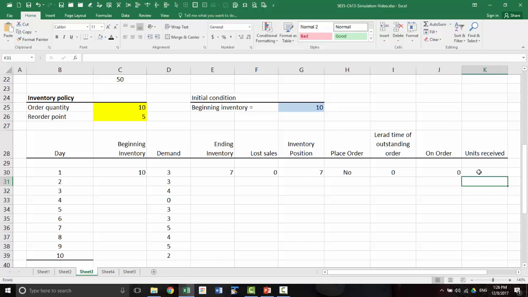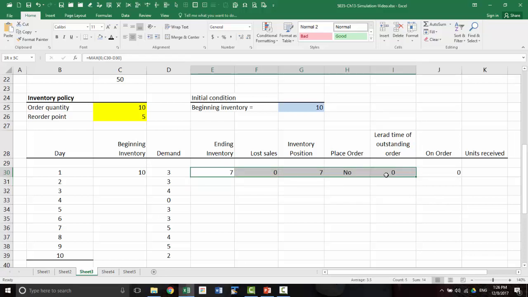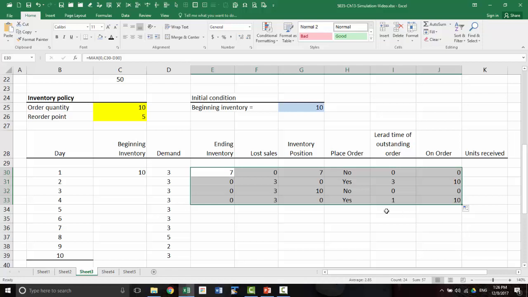So what we have to do then is keep the lead time for the outstanding order. Whenever there is an outstanding order, we'll have a non-zero lead time. That way we will know whether an order is outstanding or not. And we need the lead time to be able to look back properly. So let's go ahead and copy this for a couple of time periods so we will know.